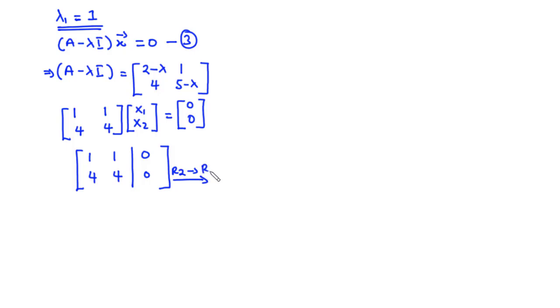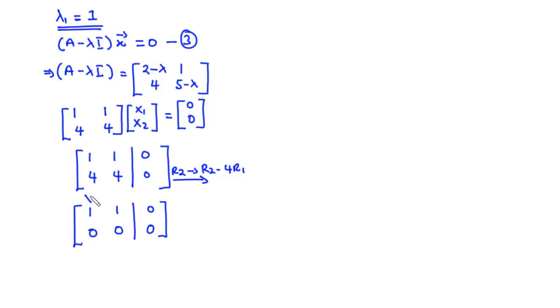So we have row 2 minus 4 times row 1, and the elements in row 1 remain the same. For row 2 we have 4 times 1, which is 4, and 4 minus 4 is 0. The same applies here: 0 minus 4 times 0 is also 0. So we have this to be the row echelon form of the augmented matrix.